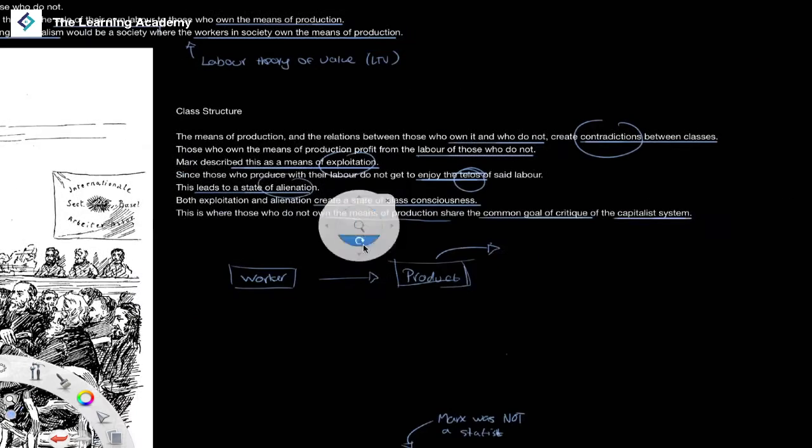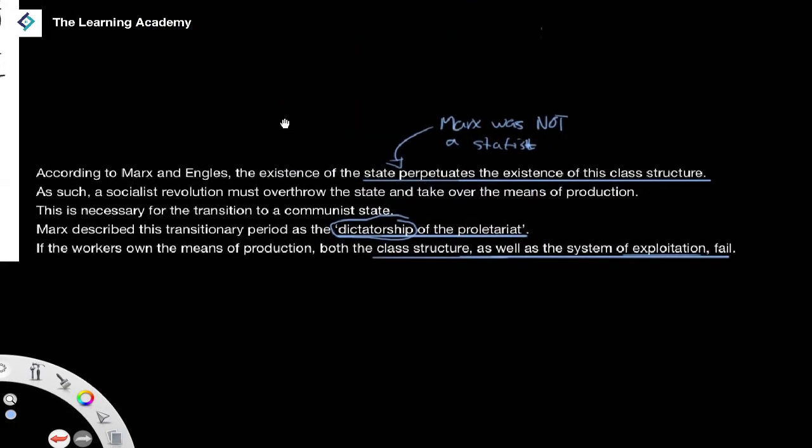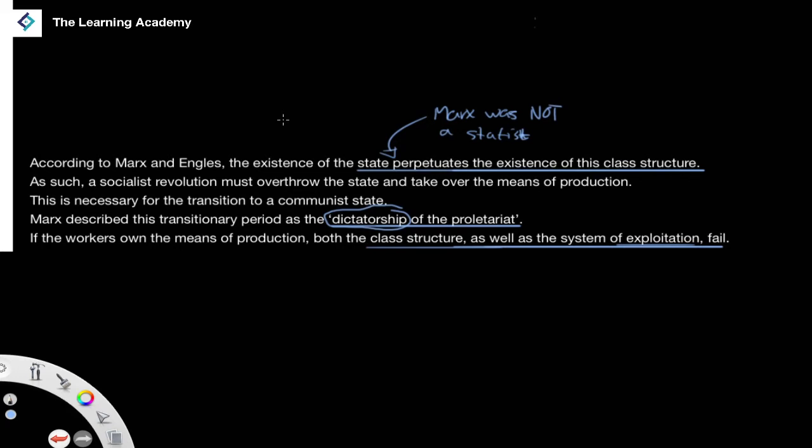And so, when it comes to what can be done about this, Marx and Engels first of all argue that the state perpetuates the existence of this class structure. They uphold the existence of capitalism, and as such Marx was not a statist in that regard. As such, a socialist revolution must overthrow the state and take over the means of production. So a socialist revolution overthrows the state, and therefore the workers take control of the means of production. And this is what Marx would describe as a transitionary period.